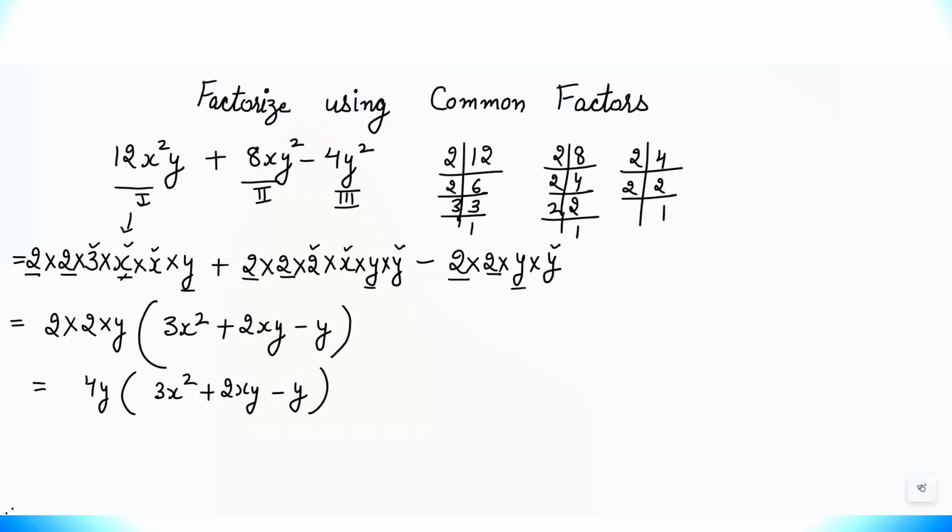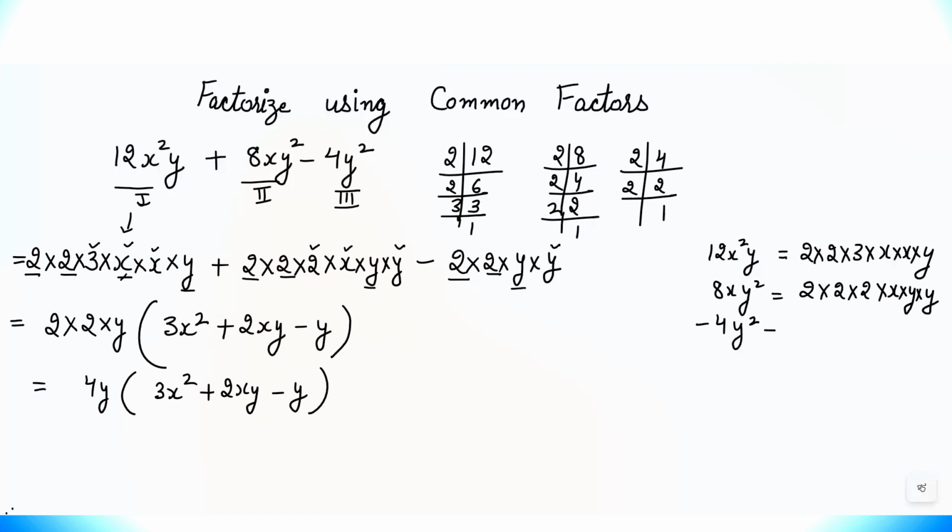Now, similarly, we can do this question in another way. The other way is, again, we will write all the terms, but now I will write them in column form, not in a single row. So 12x squared y can be written as 2 into 2 into 3 into x into y. Then 8xy square can be written as 2 into 2 into 2 into x into y into y. Then similarly, minus 4y square can be written as minus 2 into 2 into y into y.